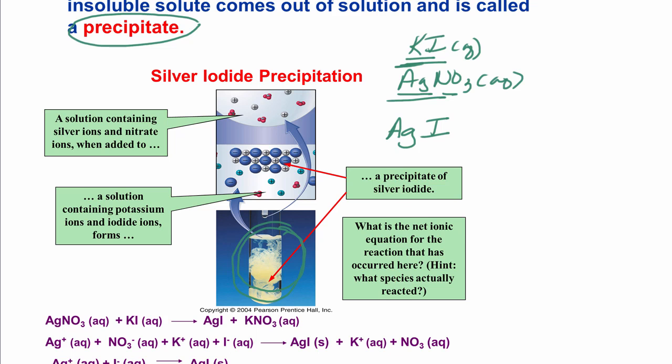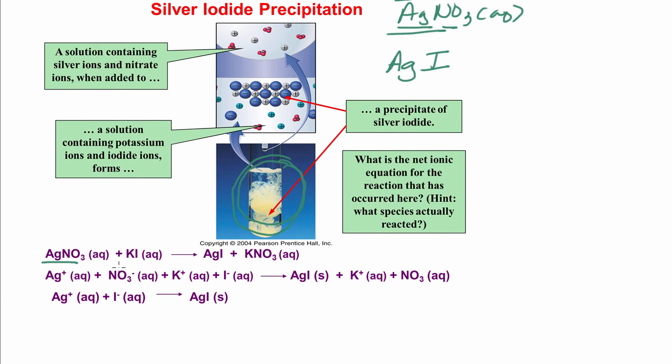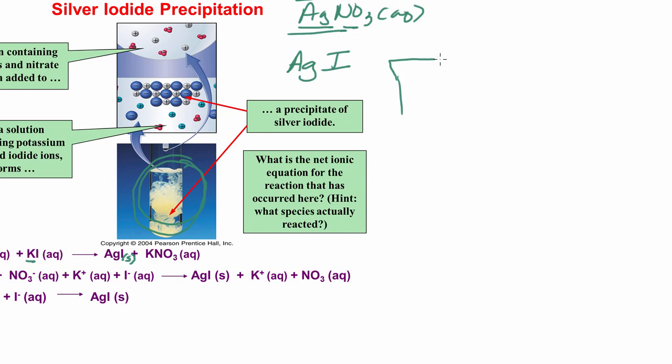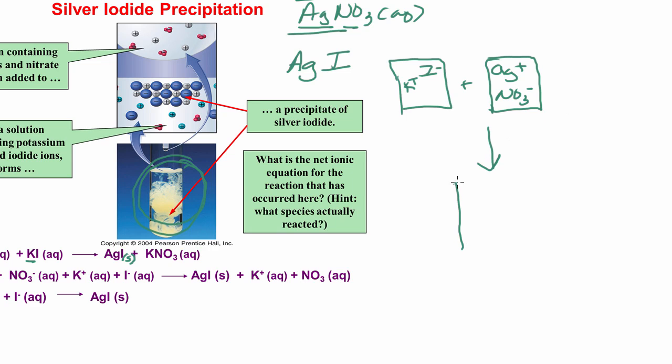Let's go ahead and take a look at what we have here. I've mixed aqueous solutions of silver nitrate and potassium iodide, and I end up, I'll put an S here for solid, with a precipitate of silver iodide, and we have aqueous potassium nitrate. Let me go ahead and crudely draw this. Here's my solution with potassium ions and iodide ions, plus my solution of silver ions and nitrate ions, and we put that together. So what we have now is a solution that has silver ions, potassium ions, nitrate ions, and iodide ions.